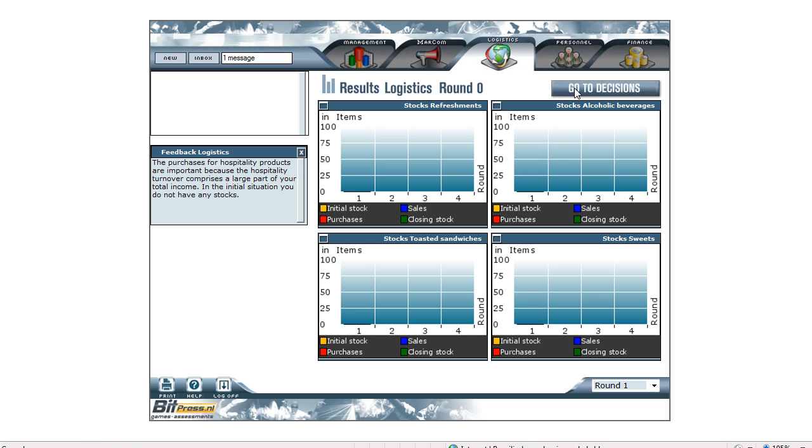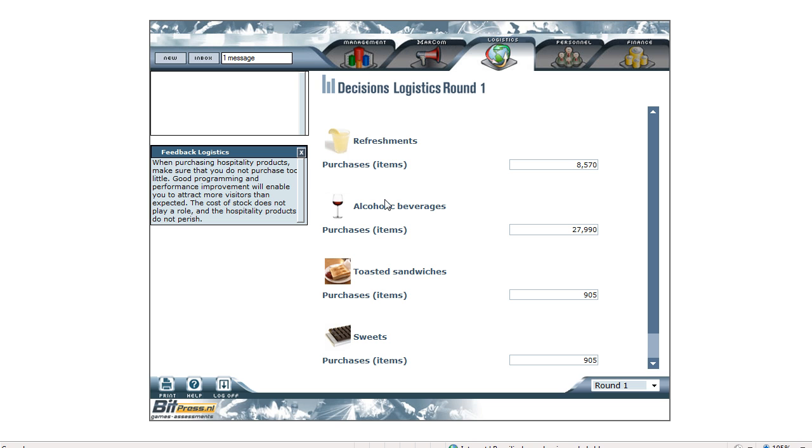At logistics we can make the purchases for the hospitality products, and this is important because they give us a turnover. We can make profit from them, and of course we don't want to go out of stock. It's important to make good decisions in here. When purchasing hospitality products, make sure that you do not purchase too little. Good programming and performance improvement will enable you to attract more visitors than expected. The cost of stock does not play a role, and the hospitality products do not perish.